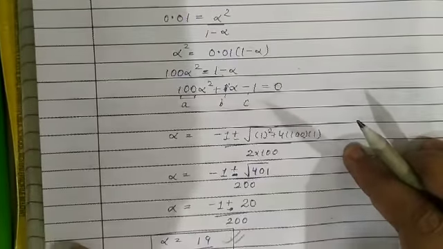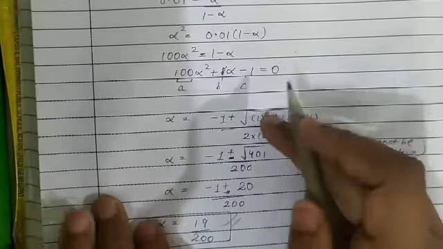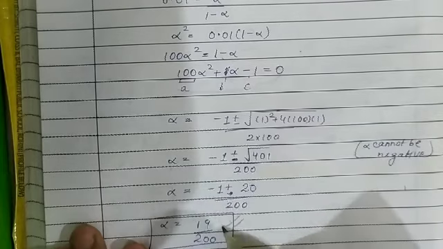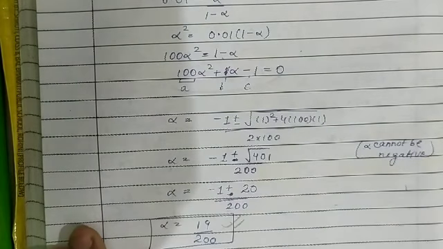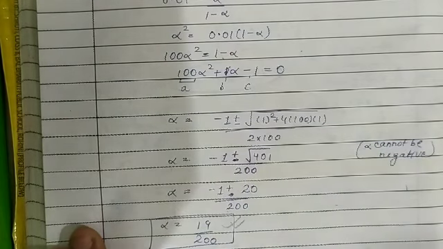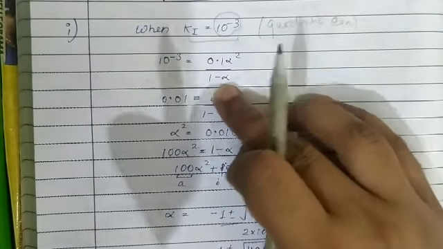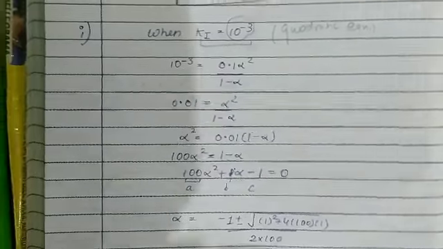So the roots are basically (-b ± √(b² - 4ac)) / 2a. So we get the value of alpha by using the quadratic equation, because in this case Ki is not very small, hence the alpha value cannot be neglected in this case. Now take the next case.